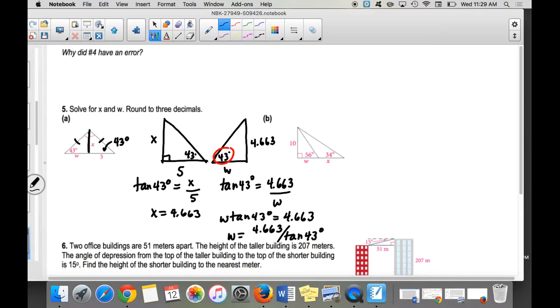So I'm going to hit divide by on my calculator, and it's going to take that answer from before, and I'm going to divide by tangent of 43. Does that make sense? So I haven't rounded it. What do I get? 5. Why do you think it's 5?